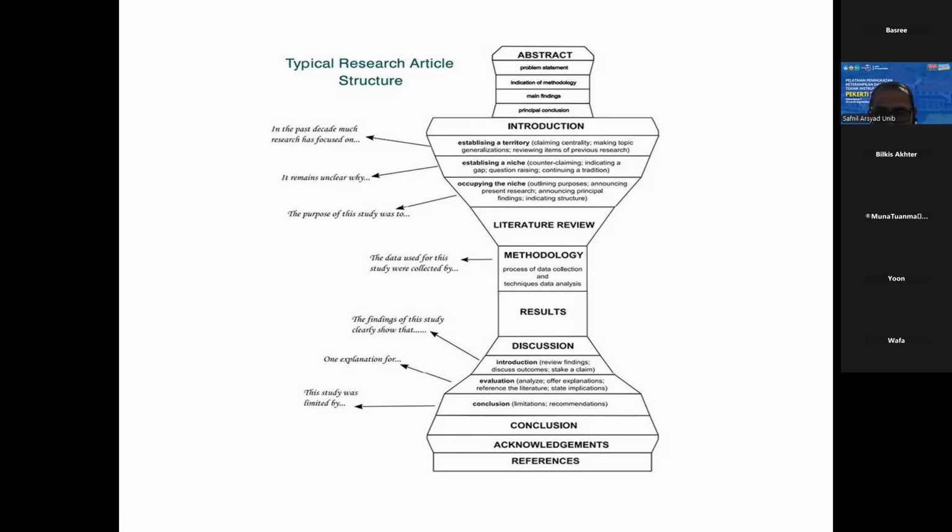Okay, in the literature review. In the methodology, you can analyze the rhetorical structure, the moves, and then the argument style and linguistic features, the linguistic resources used by the authors in the methodology. And the same thing for results, discussion, and then conclusion.